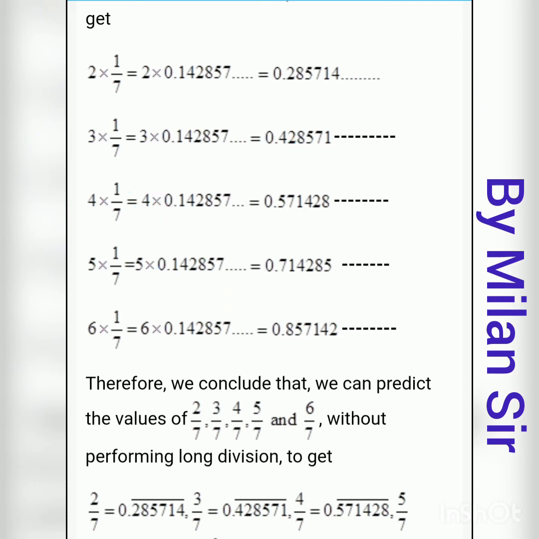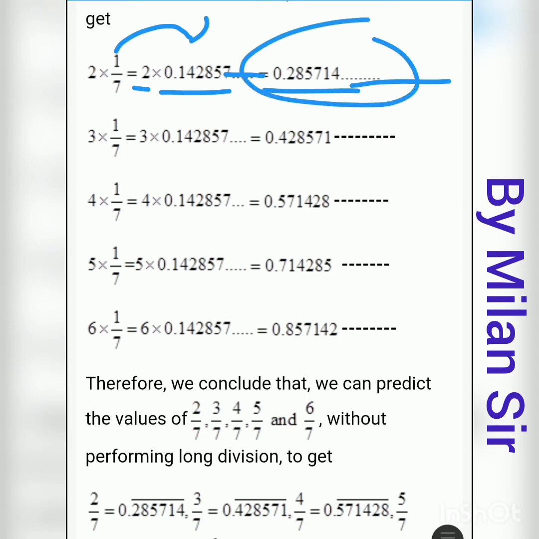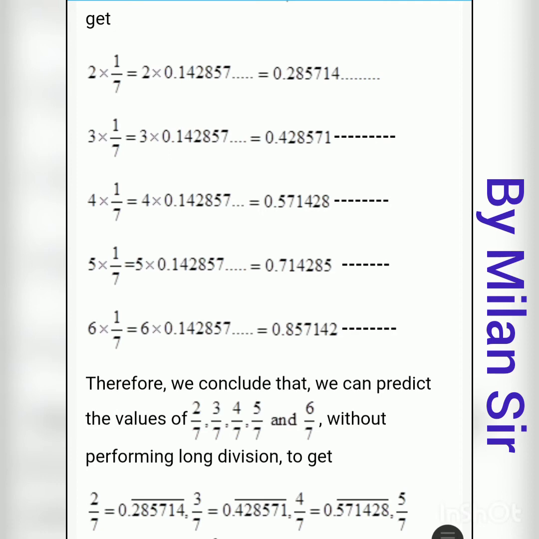Okay, so here 2 multiply, now the value of 1 by 7 is given in the equation, 0.142857. So multiply 2 by 0.142857, we get the answer 0.285714, and it continues. Here, since we have a continuous answer, we also got a continuous answer. So 2 multiply 1 by 7, 2 multiply 0.142857. If we multiply these two numbers, we get this answer.